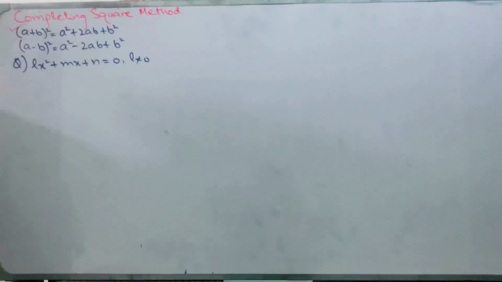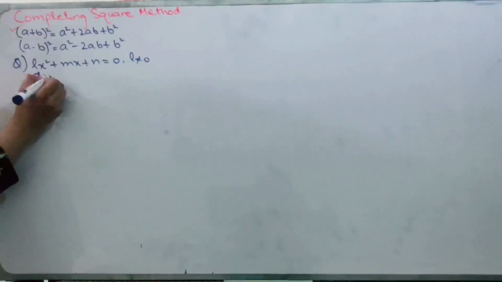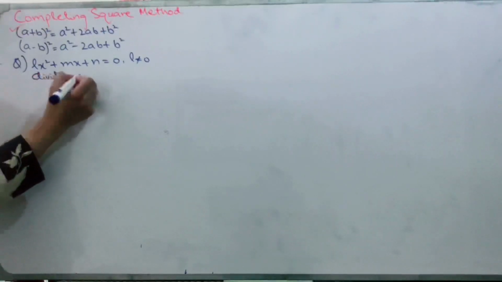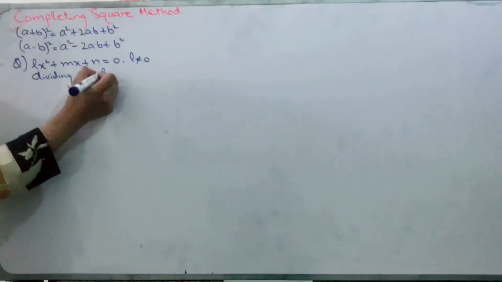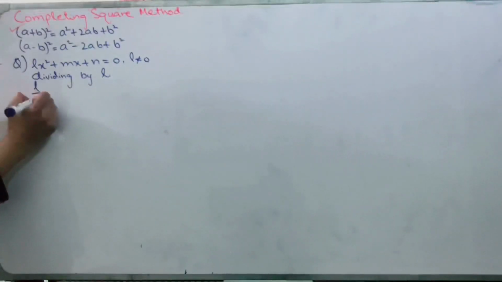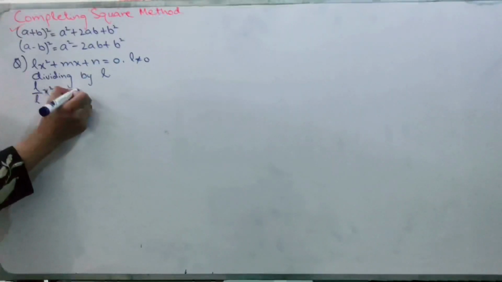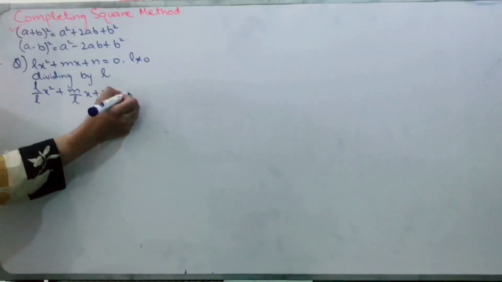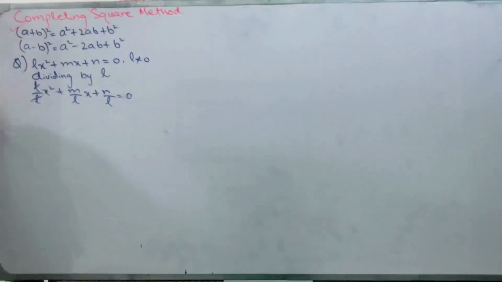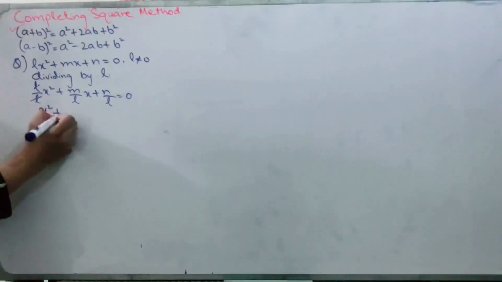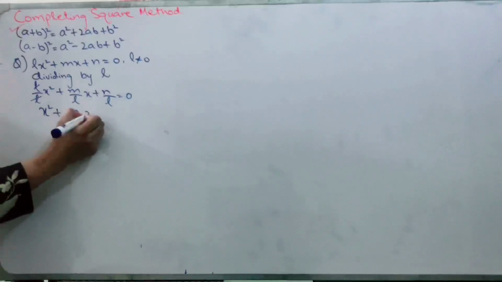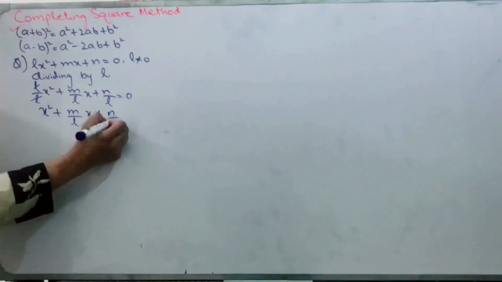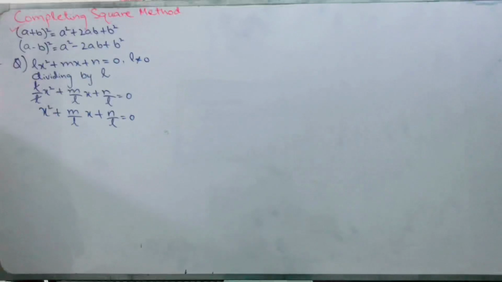In the next step, you have to make the coefficient of x square equal to 1. How does it become 1? By dividing the whole equation by l. So l by l x square plus m by l x plus n by l equals 0. l is cancelled out. Now my coefficient of x square is 1: x square plus m by l x plus n by l equals 0.